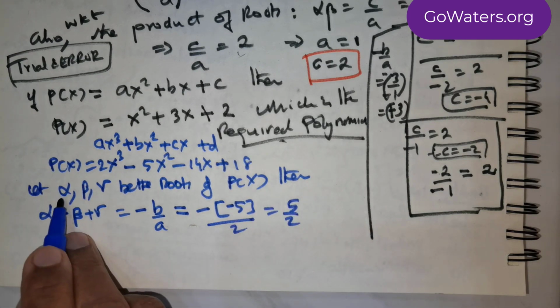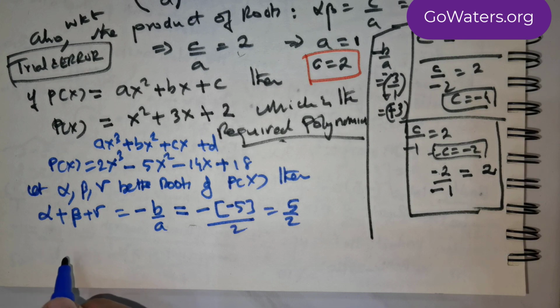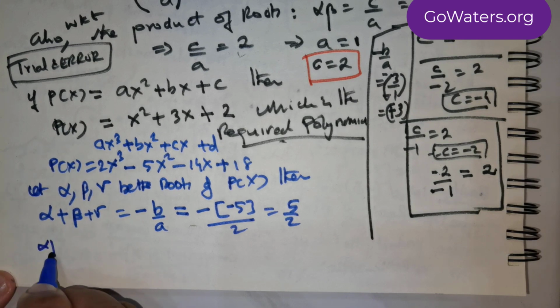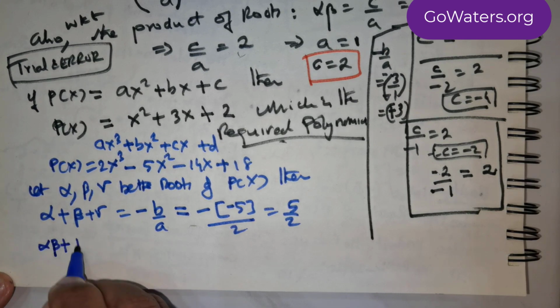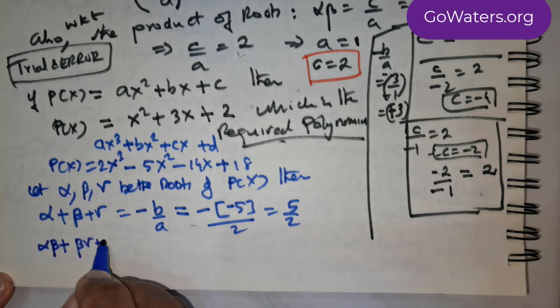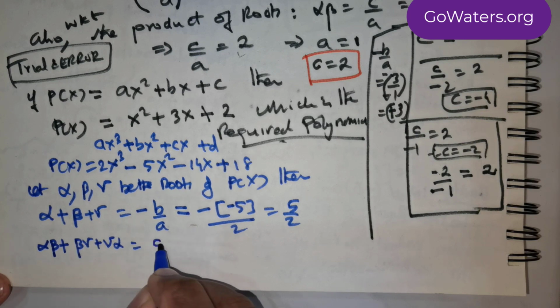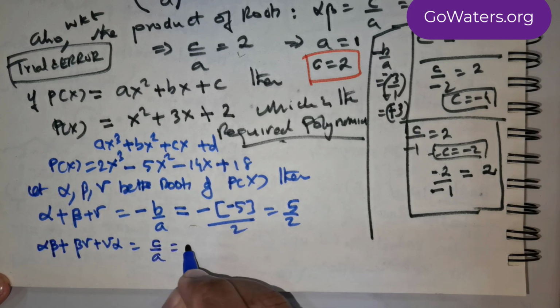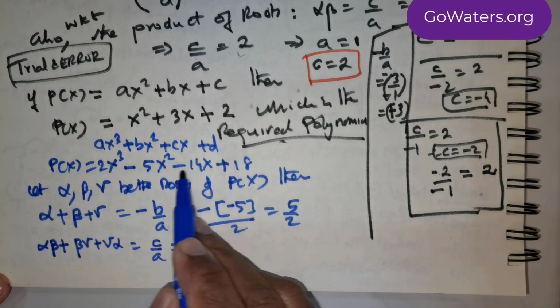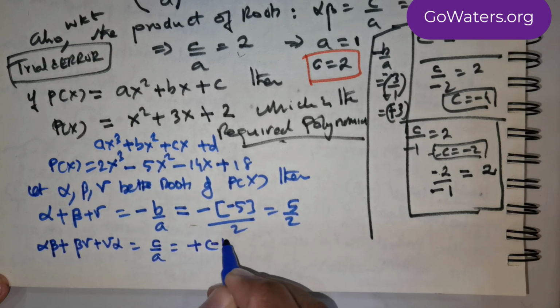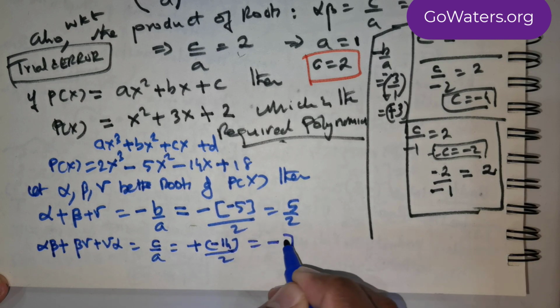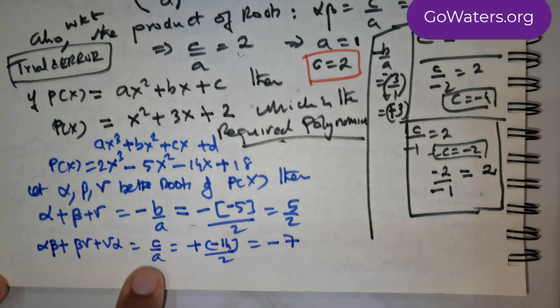Now this is sum of the roots taken one at a time. Now this is going to be sum of the roots taken two at a time. So alpha beta positive beta gamma positive gamma alpha is equal to, this I have taken as minus b over a. So this is going to be positive c over a, which is going to be positive of, my c in this case is negative 14 divided by 2, which is going to be negative 7. Remember, c over a.